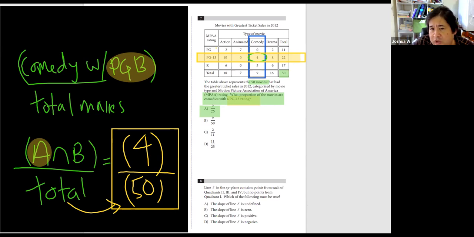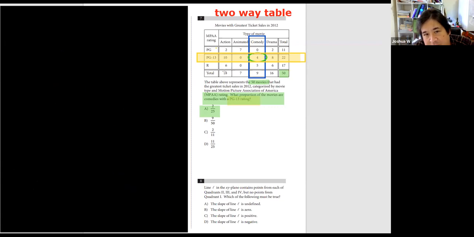Can you also read question 8? That was a two-way table, that last one. Okay. Line L in the XY plane contains points from each of quadrants 2, 3, and 4, but no points from quadrant 1. Which of the following must be true? Here you have to either be able to visualize it yourself or just sketch it in the margin. Let's draw it together.